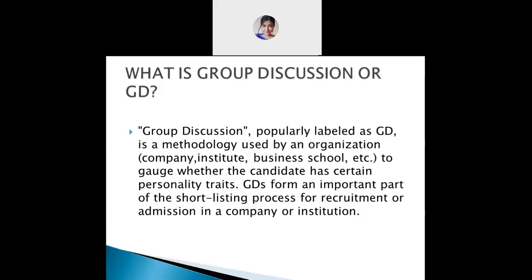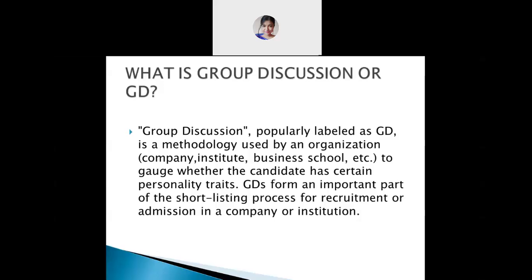You'll be given a date and a time, and you'll be asked to reach a particular place. You have to reach the venue on time, and then a topic will be given to you about 10 to 15 minutes before. After that, you will be divided into groups.